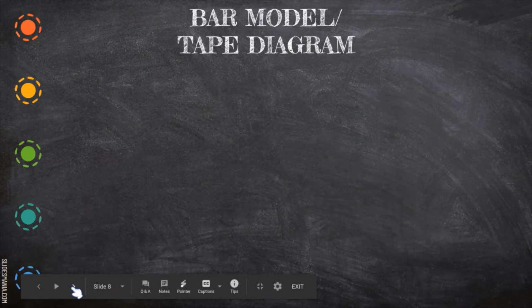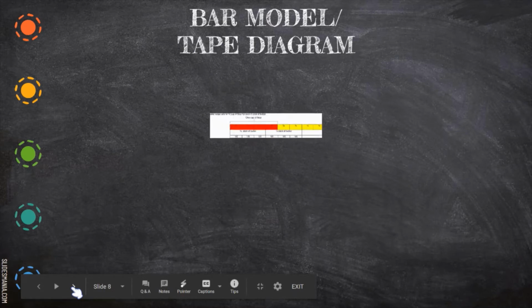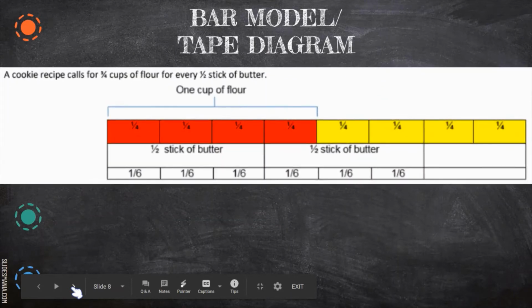Students have learned to use different modalities to help them identify unit rates. One method that they used was a tape diagram or bar model. That's simply a graphic organizer to help you visualize what is happening in the problem. In this case, a cookie recipe calls for 3/4 cup of flour for every half stick of butter. So we're looking at the relationship between the amount of flour compared to the amount of butter in the recipe.